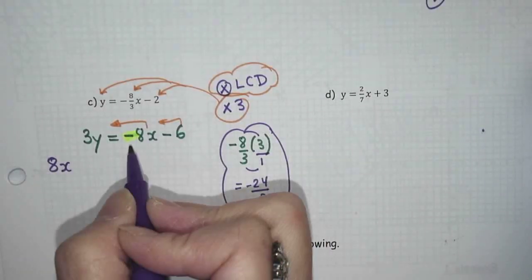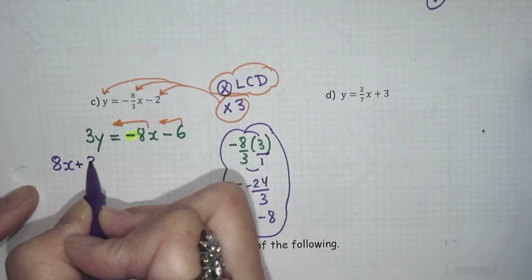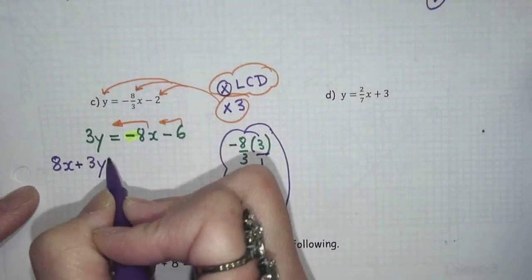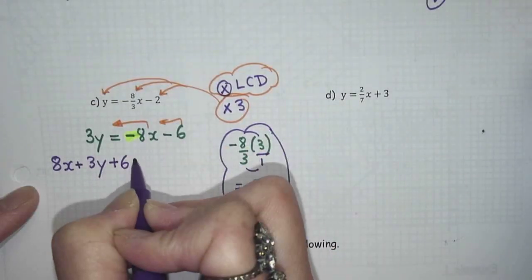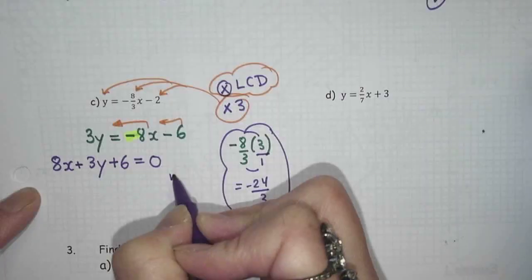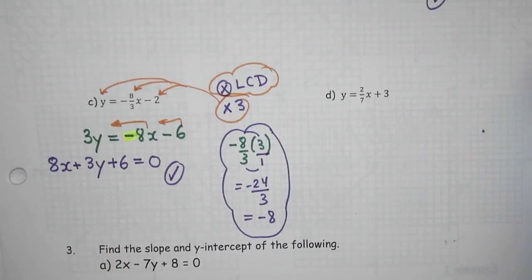So 8x, and then keep the 3y where it is, so it didn't change. This negative 6 becomes a positive 6, and leave it 0, and that's it. Beautiful, gorgeous, stop there.